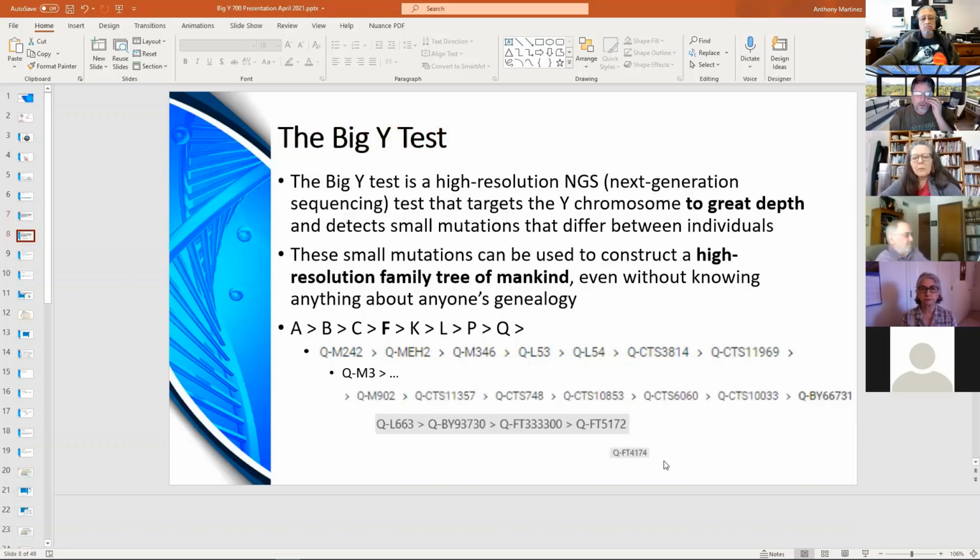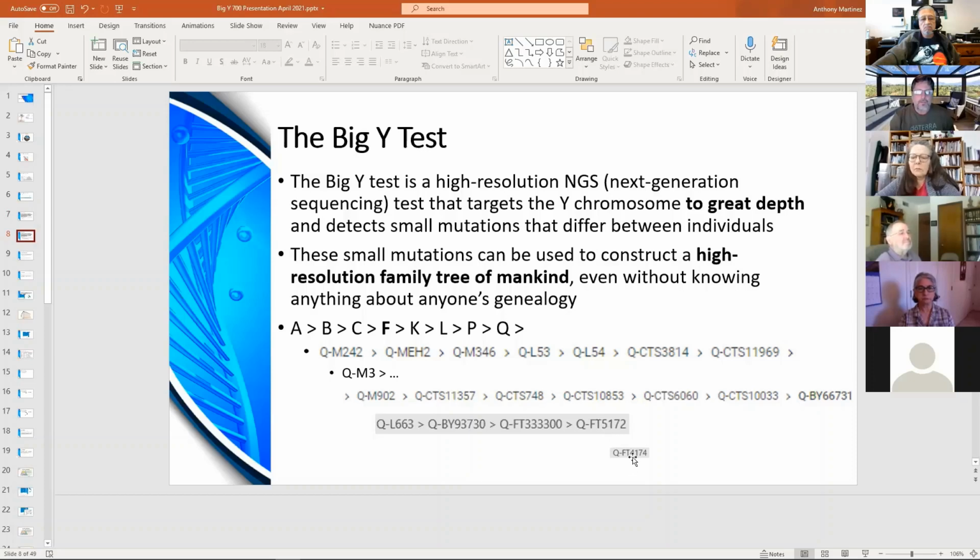And so let me give you a sense of time, right? So A is like 270,000 years old. B is like 130,000 years old. Q-M3 is like 15,000 years old. But Q-FT33300 is only about 330 years old. And it's a family clade because it's within genealogical time. Q-FT5172 is a little over 200 years old. And it's a family clade.